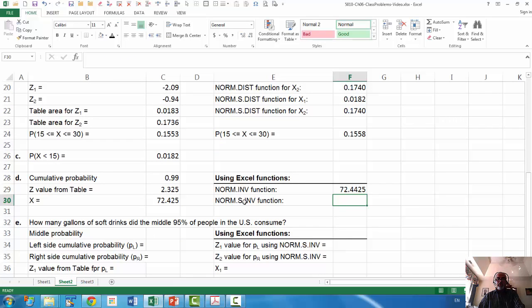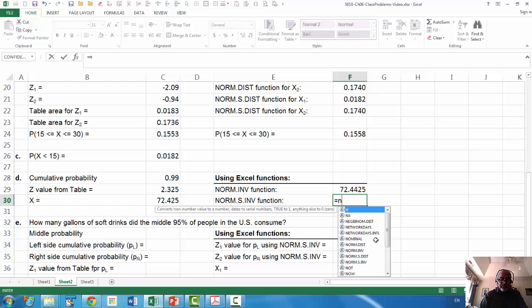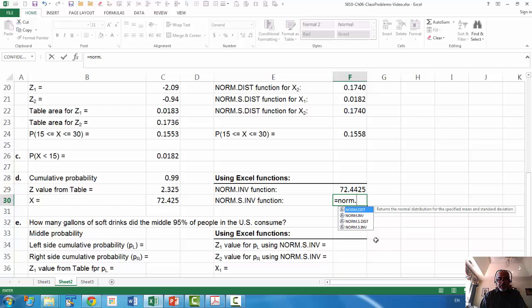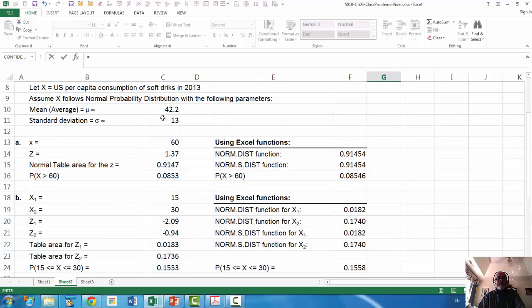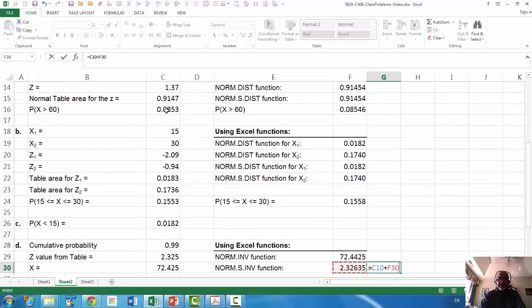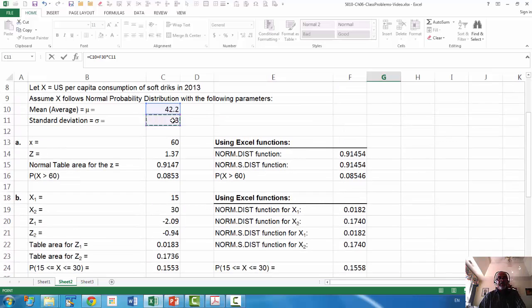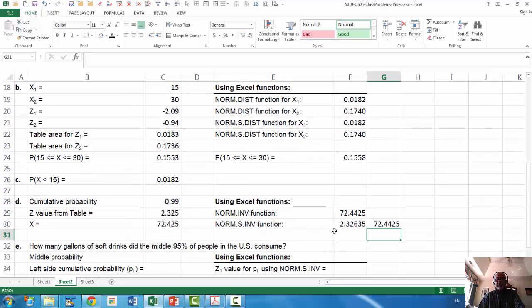But if you want to use norm.s.inv, then you give only the probability, and that will only give you the value of z. And then you have to compute the x value yourself. So mu plus z times sigma. See, now you see the z here, we did an approximation to get 2.325. The actual value is 2.326.